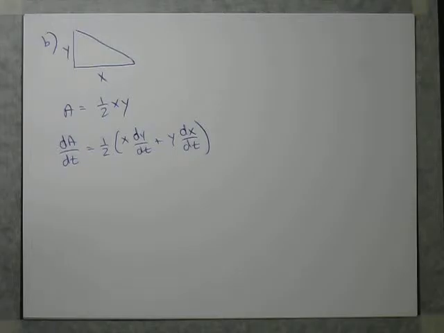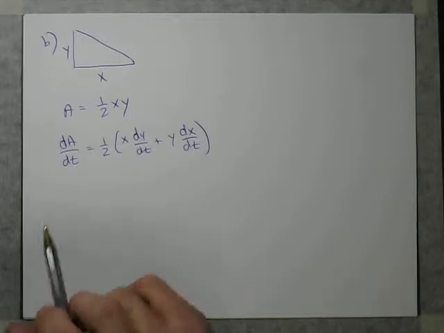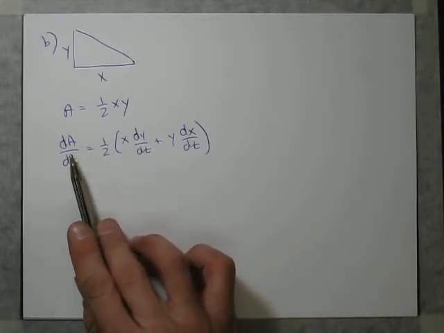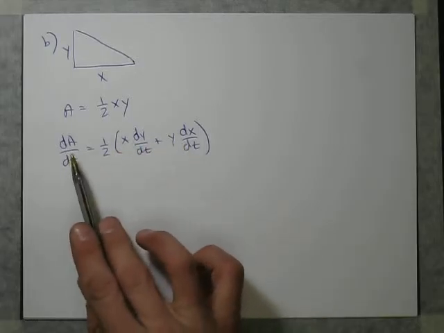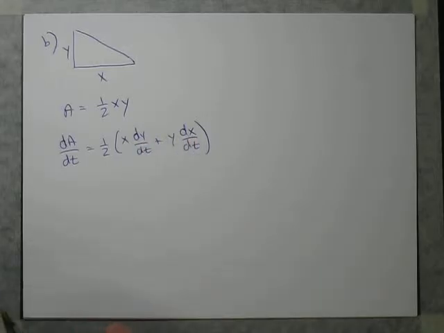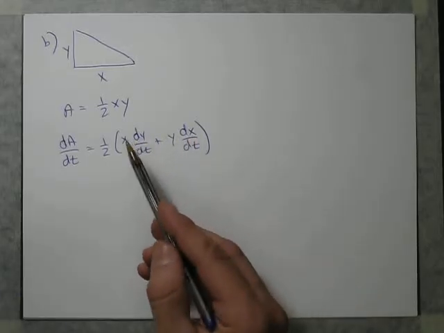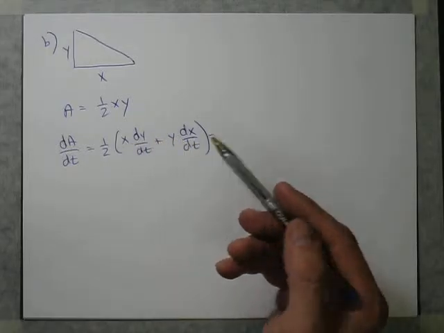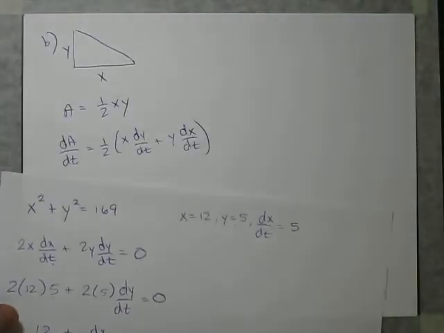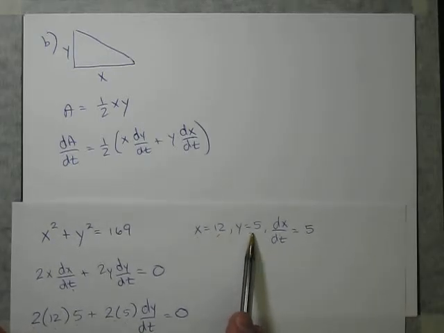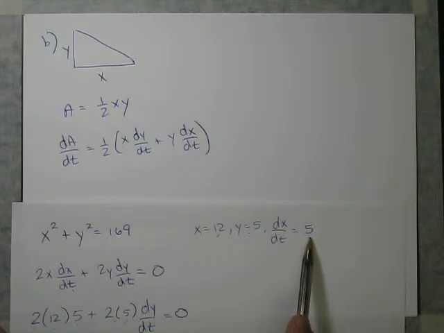Okay, now what I want to find is dA/dt. I have 4 unknowns, actually I have 5 total: 1, 2, 3, 4, 5. I want to find dA/dt, so I need to be able to plug in for 4 of them. Can I plug in for 4 of them? Do I know what x is at that given moment? Hopefully you can look back up in your notes, but I'll put it right here. Remember, x was 12, y was 5, dx/dt was 5. Do I know what dy/dt is? You bet.